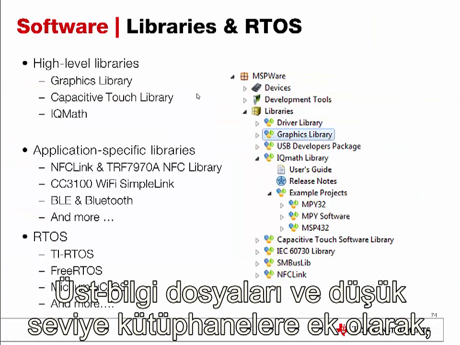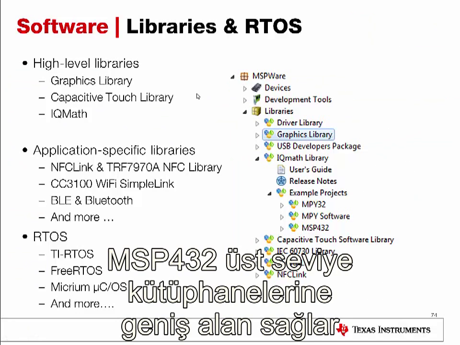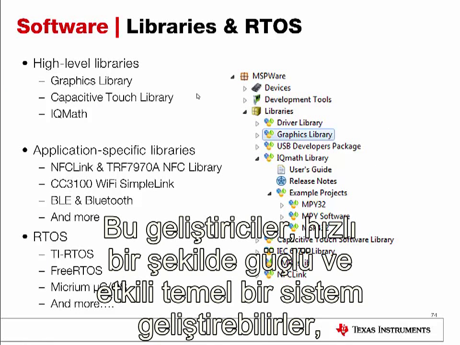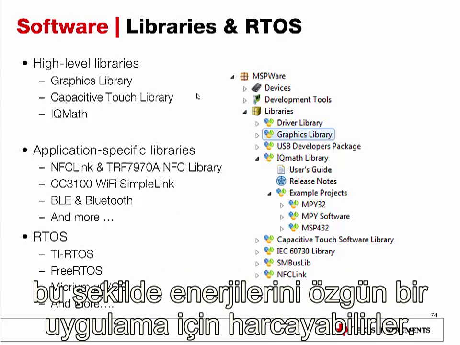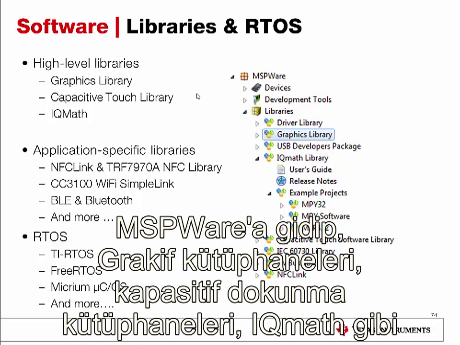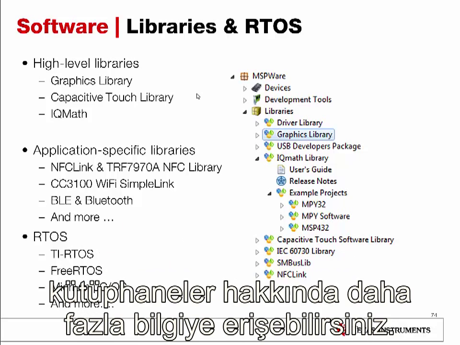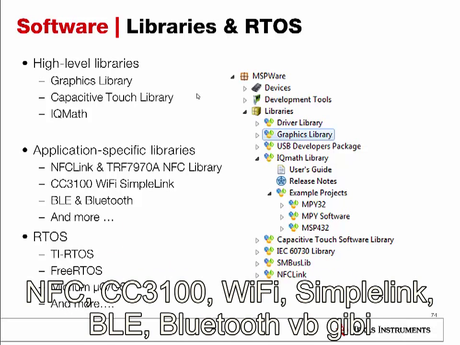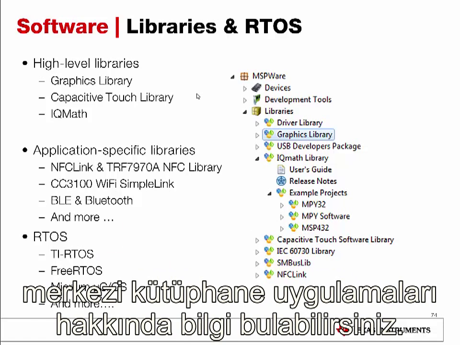In addition to the low-level libraries and header files, MSP432 also provides a wide range of high-level libraries that developers can leverage to quickly build a robust and efficient base system so that they can focus more energy on their unique applications. So as mentioned before, all of these libraries and examples are located inside MSPWare. So you can go into MSPWare to find out more information about these libraries, such as graphics library, capacitive touch library, IQ Math, or more application-centric libraries such as NFC, CC3100 Wi-Fi, SimpleLink, BLE, Bluetooth, and so on and so forth.